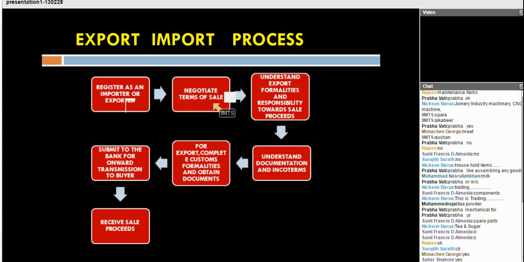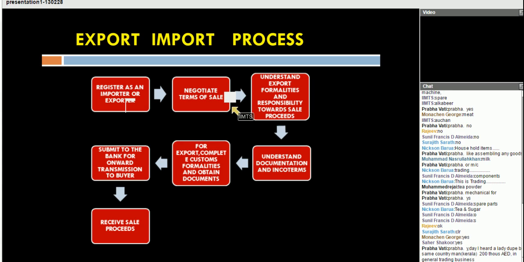Alright, so that is negotiating the terms of sale, and this will not be done directly, this will be done indirectly with the help of the intermediaries which are involved. There are different agencies and we will see about them in the later part of the slide. Then understanding the export formalities and responsibilities towards the sale proceeds. Then understand the documentation and Incoterms. There are lots of documentation.